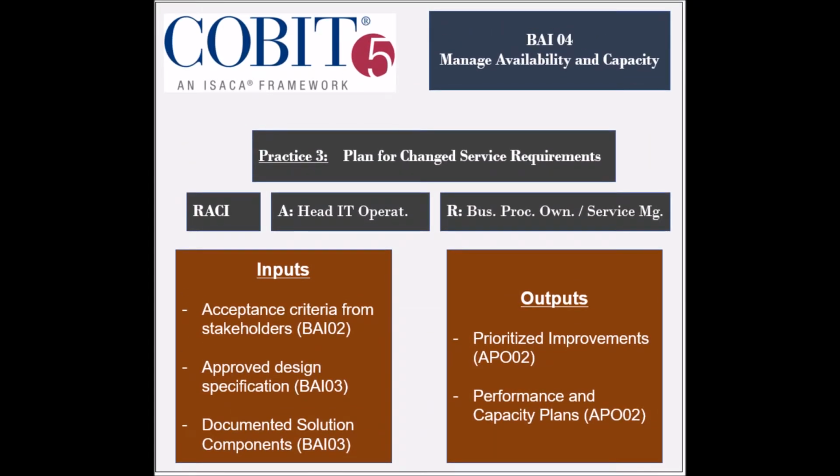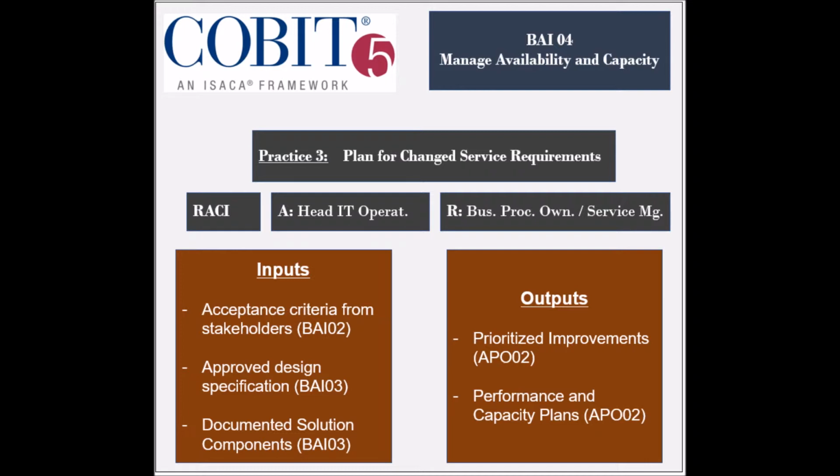The third practice is to plan for new or changed service requirements. The entities responsible are the business process owners and the IT service manager. The entity that is held accountable is the head of IT operations. The practice receives several inputs that include the acceptance criteria from the BAI02 process, the approved high-level design specification, and the documented solution components, both from the BAI03 process.